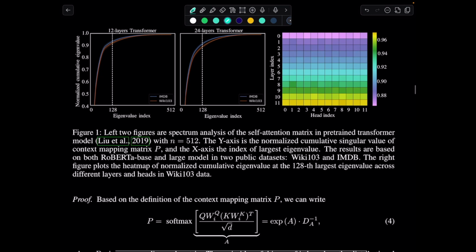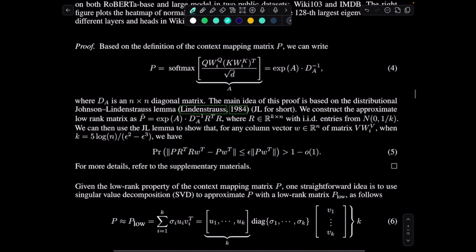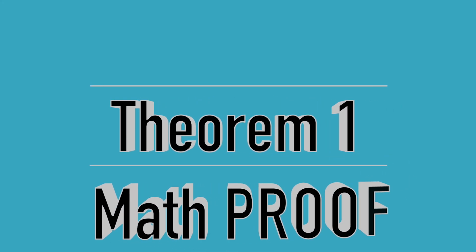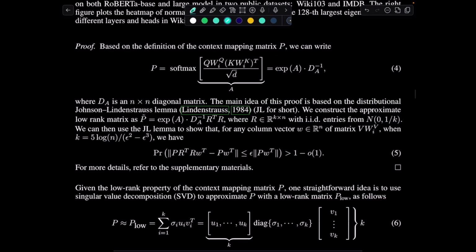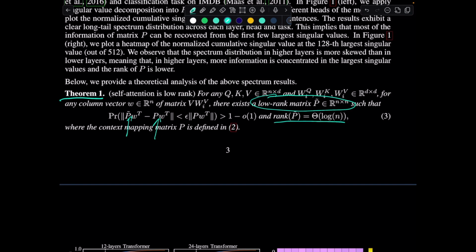But how does the paper prove this theorem? It actually proves it in two ways. One is mathematically, using singular value decomposition. The other is an empirical diagram that illustrates the point. Let's start with the more serious proof in math. We just talked about there existing a low rank P tilde that is able to replace P. But what exactly is P tilde?